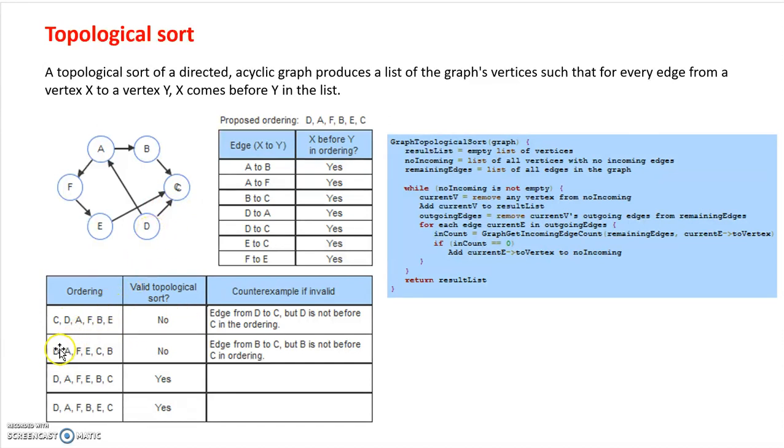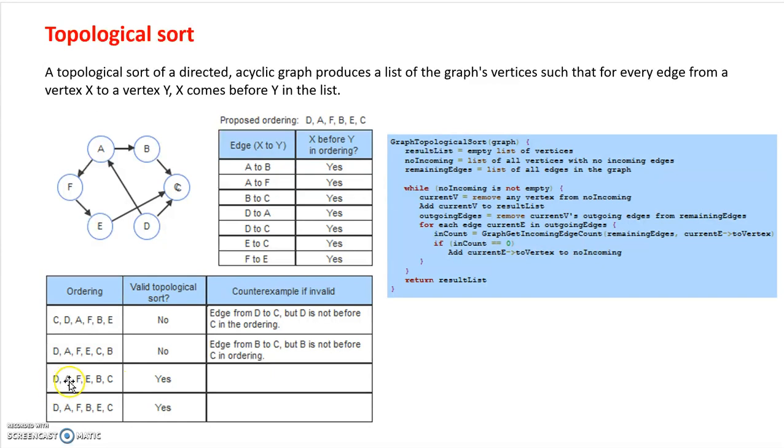D to A, that's okay. A to F, that's okay. F to E, that's okay. E to C, that's okay. And then comes B. That can't be because there is an edge B to C, and B has to appear before C. Here is another one, one that works actually.